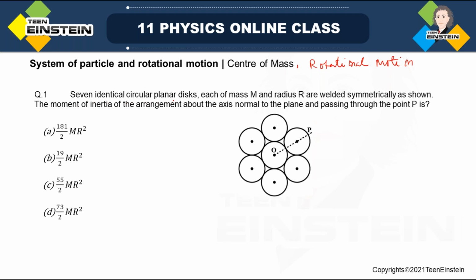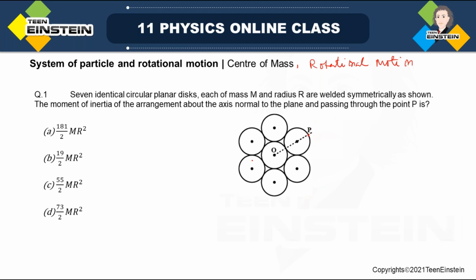So, 7 identical circular planar discs, each of mass capital M and radius capital R, are welded symmetrically as shown in the figure. You can see here there are 7 discs, 6 are symmetrically situated around this middle one. The moment of inertia of the arrangement about the axis normal to the plane and passing through the point P. So this is actually the point P.